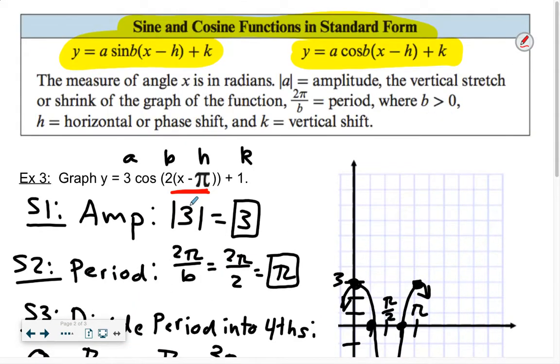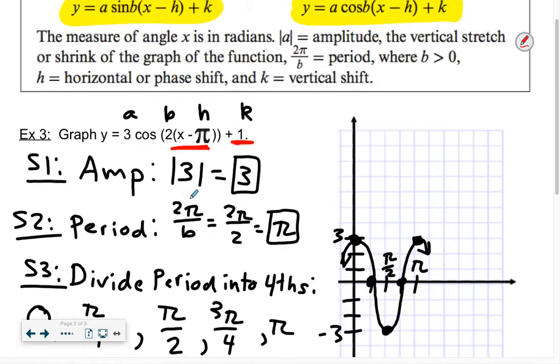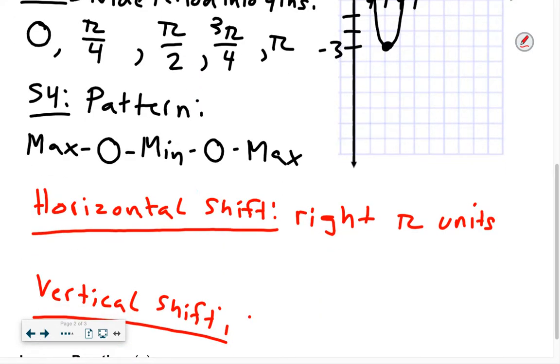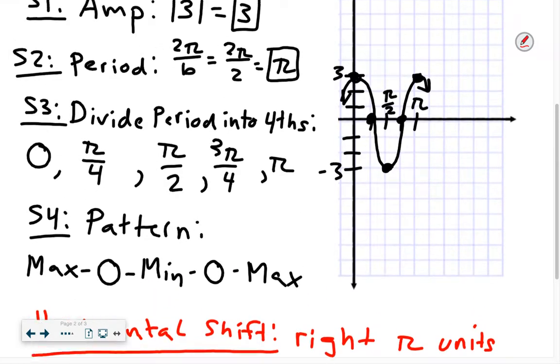Vertical shift. That would be this one. Therefore, up 1 unit. So here's the only new part for today. We established we want to go pi units to the right. We also want to go up 1 unit.